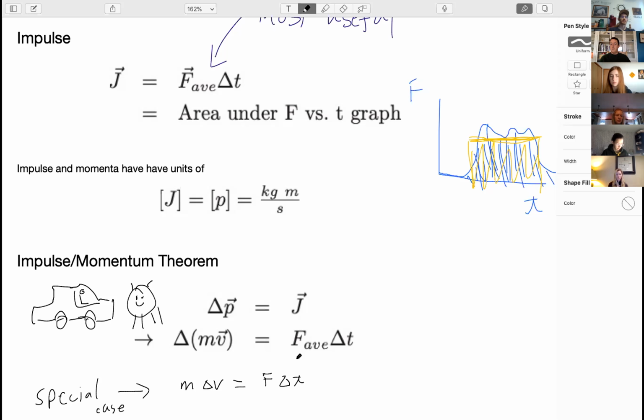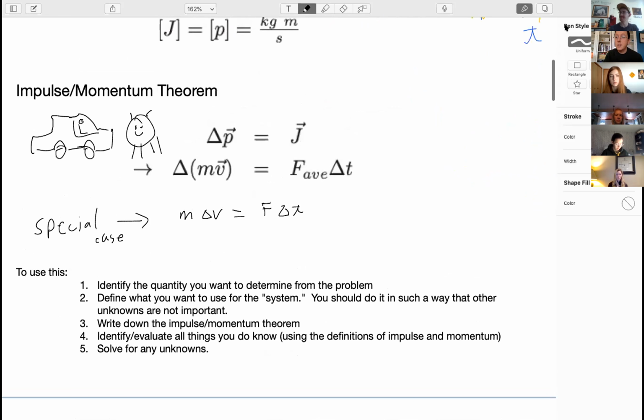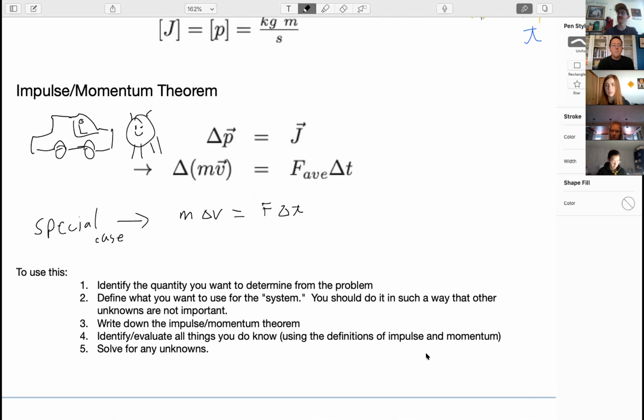Are there questions? That's kind of our key equation, our key formula that we're going to use over and over and over in this assignment. Okay, so how do we do this? I have a little rundown, I guess a list of steps, to solving problems using impulse and momentum. So the steps are as follows.